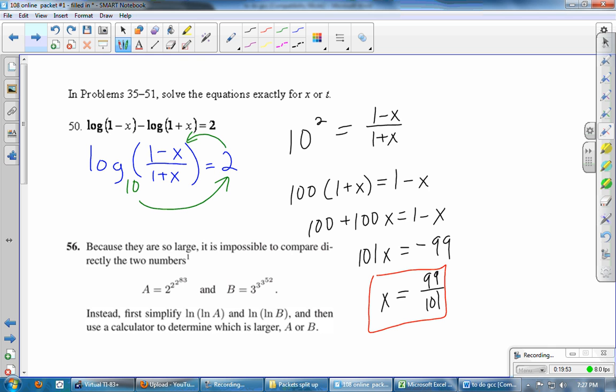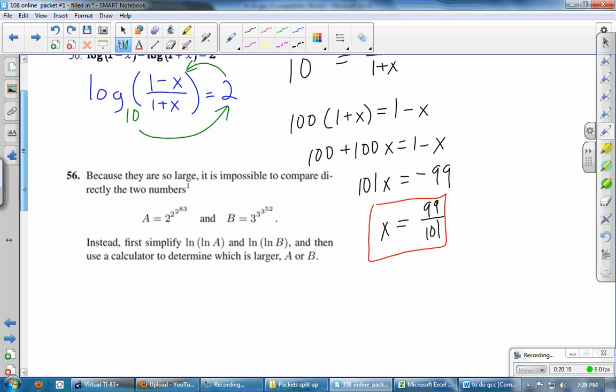56. Because they are so large, it is impossible to compare directly the 2 numbers 2 to the 2 to the 2 to the 83 and 3 to the 3 to the 3 to the 52. Certainly our calculators would not be able to handle these numbers, nor would our computers. Instead, first simplify ln of A and ln of ln of B, and then use a calculator to determine which is larger, A or B.